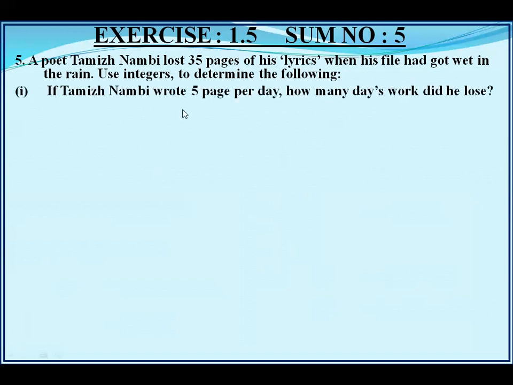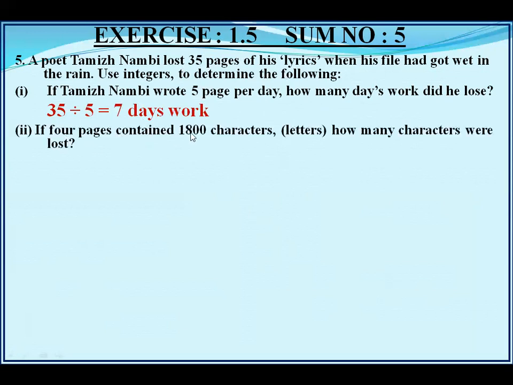So the first question is, if Tamil Nambi wrote 5 pages per day, how many days of work will he lose? Altogether he has lost 35 pages. So when you divide 35 by 5, you will get the days of work. 35 divided by 5 is 7 days of work lost.